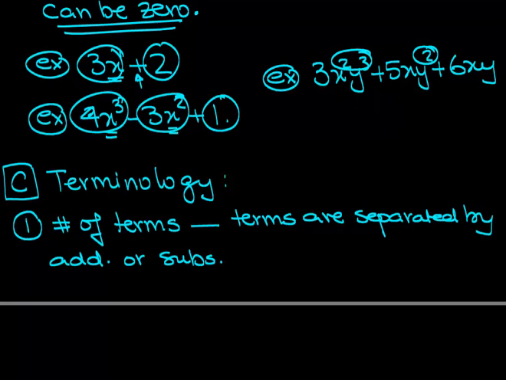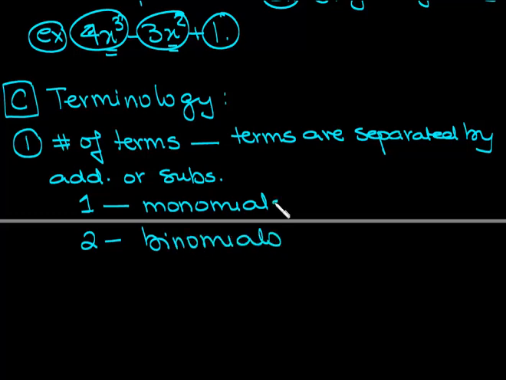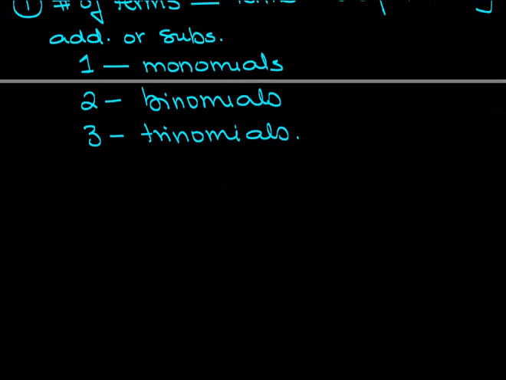Usually some polynomials have special names depending on the number of terms. If they have one term, they're called monomials. If they have 2 terms, they're called binomials. If it has 3 terms, it's called a trinomial. After that, they stop naming them, but you can identify them that way. The next thing we want to talk about is the coefficients.